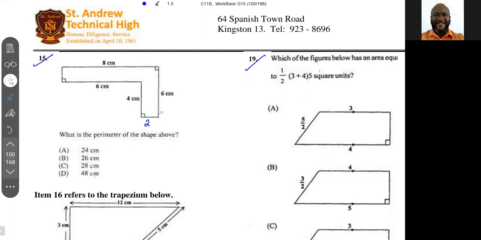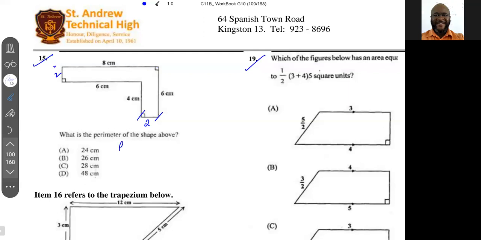Guys, from here to here is 6. From here to here is 4. So the rest of the distance, which is from here to here, must be 2. So if that's 2, it means that this is also 2. So now that I know the length of all the edges, I just simply add to get the perimeter.